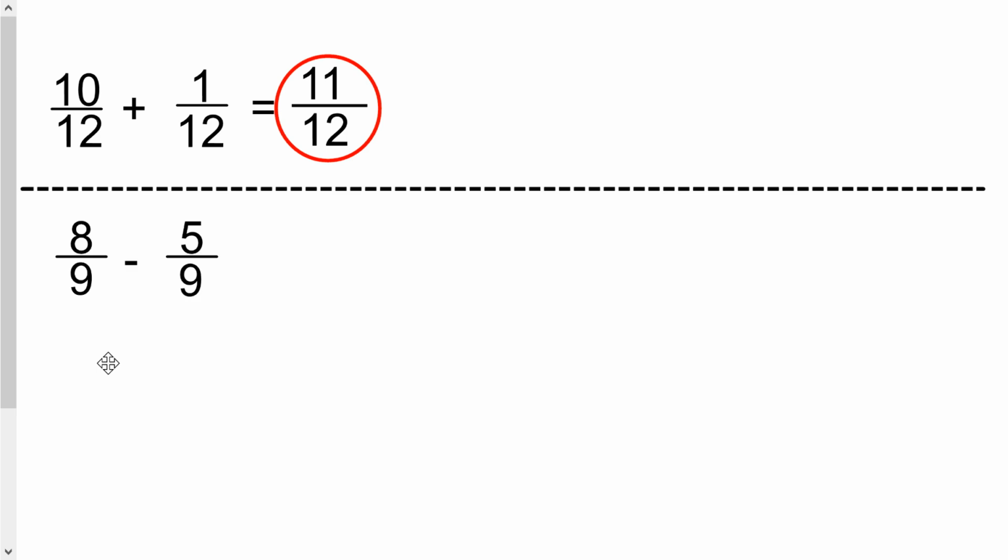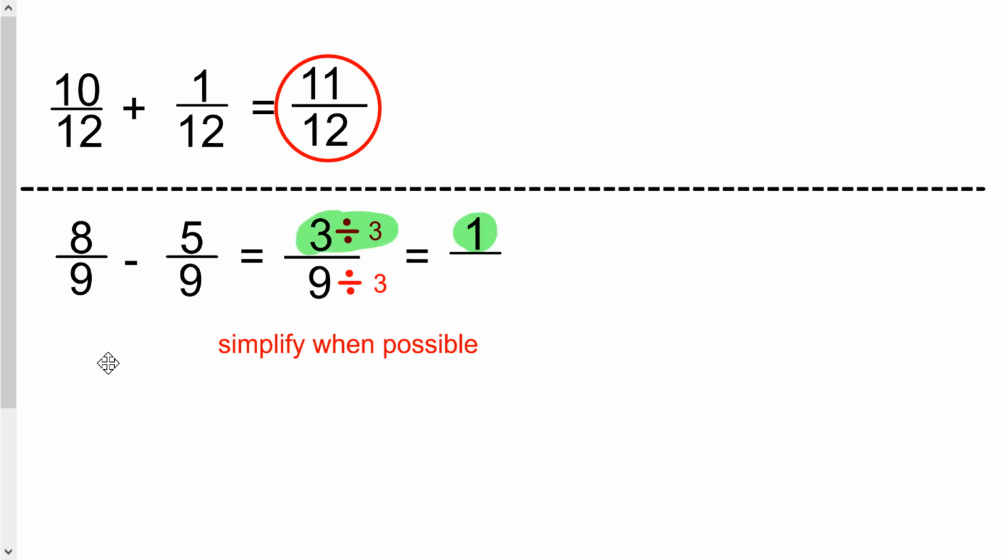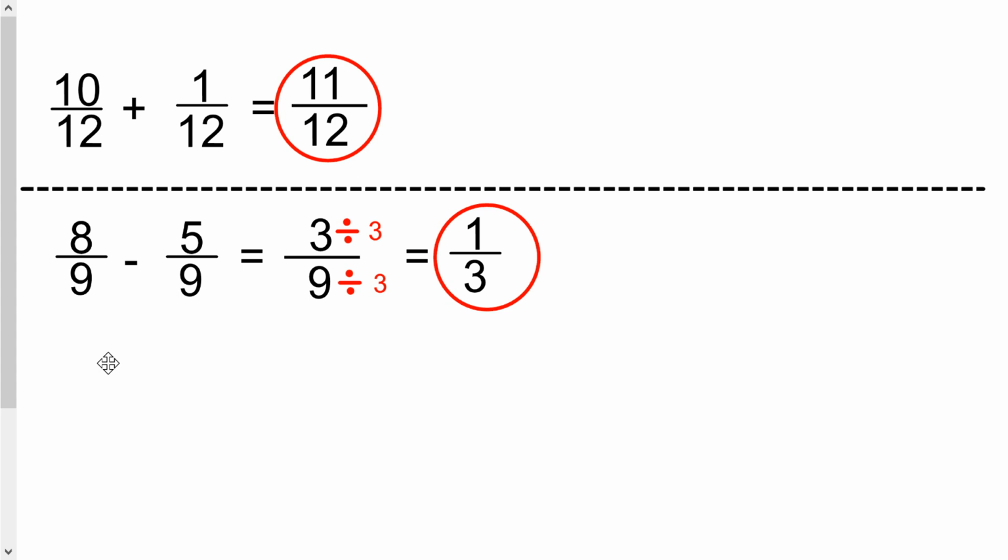When we take a look at subtraction, it's the same thing. Do we have the same denominators? Yes, so our answer will have a 9 for the denominator. 8 minus 5 is what we're doing on top, so 8 minus 5 is 3. And as always, can we simplify? In this case, yes, we can divide both of these by 3. 3 divided by 3 is 1, and 9 divided by 3 is 3. There's our simplified answer, 1/3. So that's the basics of adding and subtracting when we do have common denominators, when they're already the same.